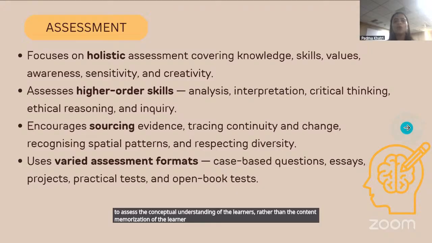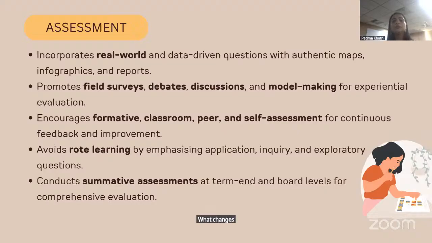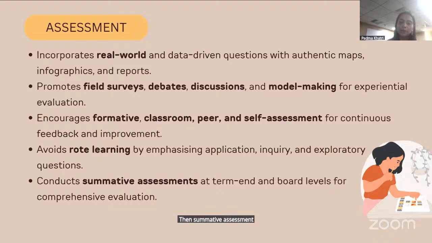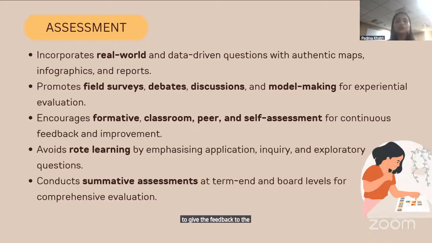Then we have formative assessment and summative assessment, right? Formative assessment is important for the learners to get the feedback, and it is also important for the teachers to know what changes they can make in their teaching strategies so the students can learn in a better way. Then summative assessment happens at the end of a particular academic period to give the feedback to the parents and to promote the learners to the next class.